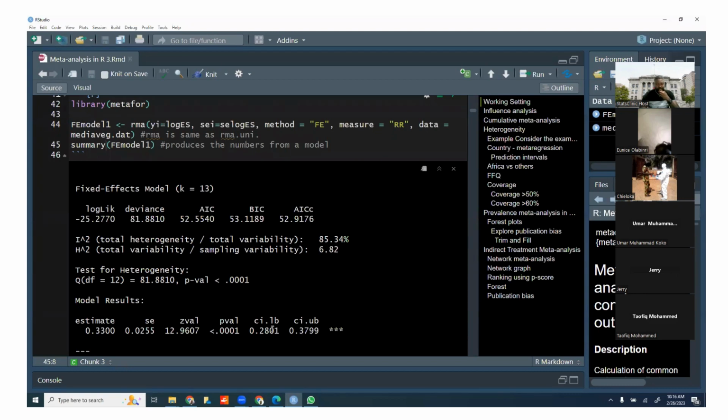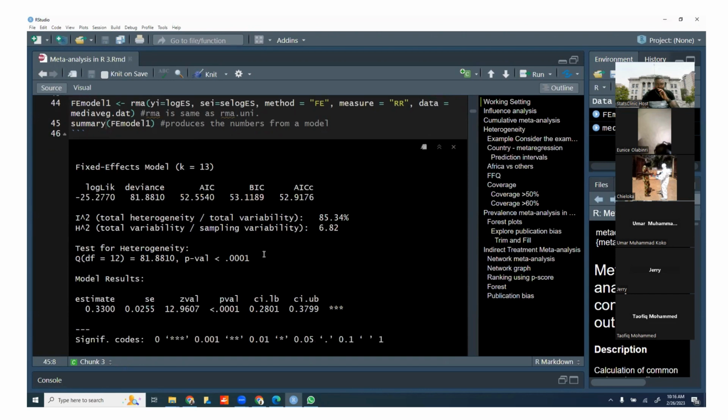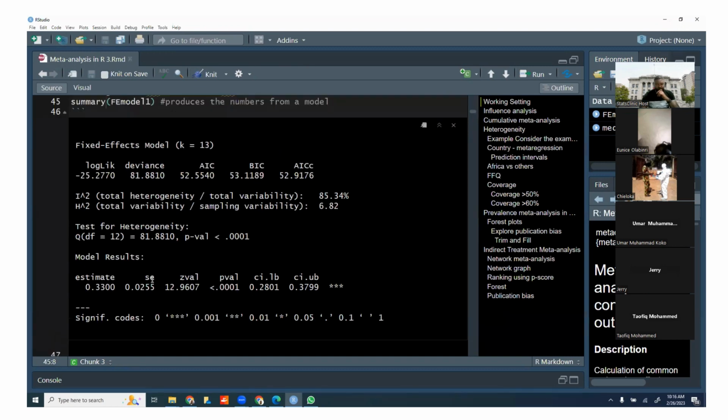How do you interpret that? So basically what we are looking at is the effect of a media campaign on fruit and vegetable consumption, then it implies that for each unit increase in media campaign, there is a 0.330 increase in fruits and vegetable consumption. Okay, all right. So yeah, thank you.